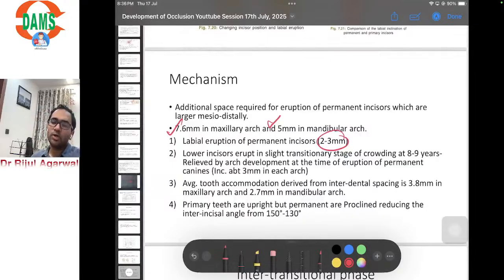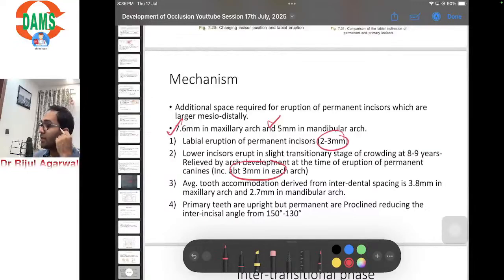Next, as I told you, the lower incisors erupt with slight transient crowding at 8 to 9 years of age. How is this crowding relieved? By the eruption of the permanent canine. The intercanine width increases with the eruption of the permanent canine, about 3 mm in each arch, so as to relieve this crowding.